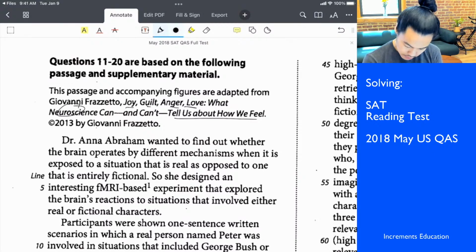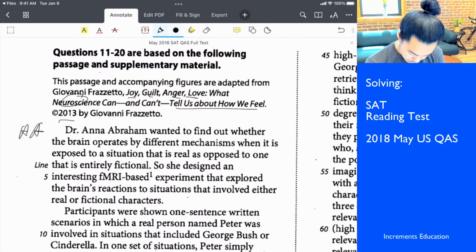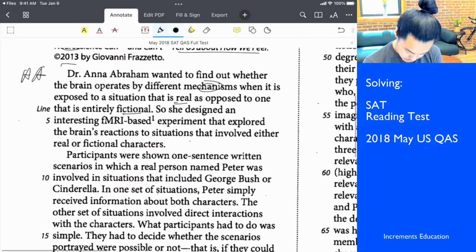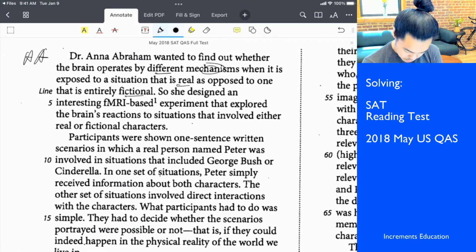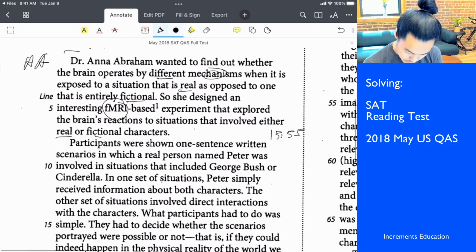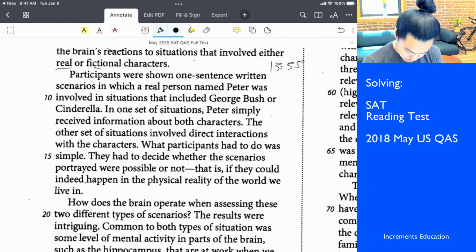What it can and can't tell us about joy, guilt, anger, love. 2013. Anna Abraham wanted to find out whether the brain operates by different mechanisms for real versus fictional. So she designed an fMRI-based experiment that explored the reactions to situations, real or fictional. Okay, this is 13:55, and this is going to connect to emotional mechanisms. Do we have different emotions for real or fictional?